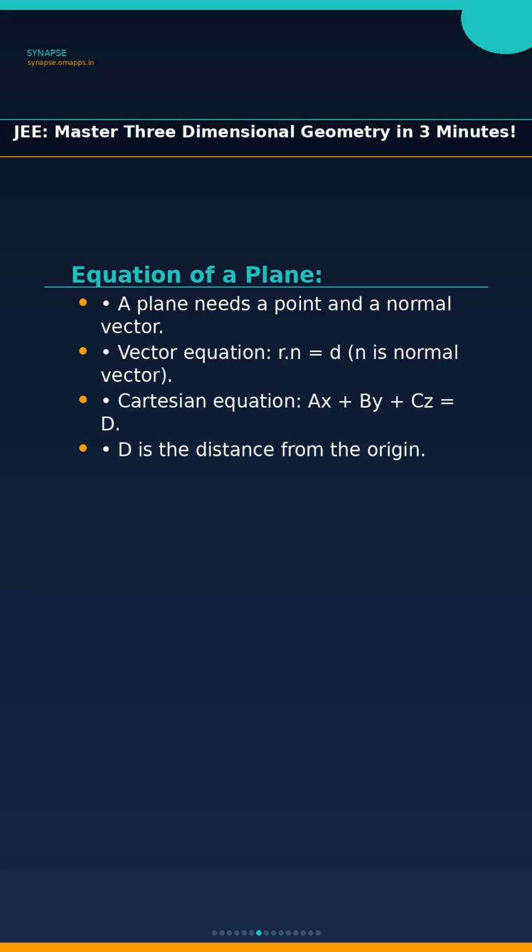Just like a line, a plane also needs specific information to be defined, a point on the plane and a vector that's normal, or perpendicular, to the plane. The vector equation is r dot n equals d, where n is the normal vector.